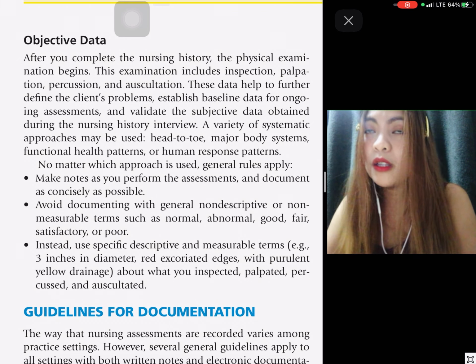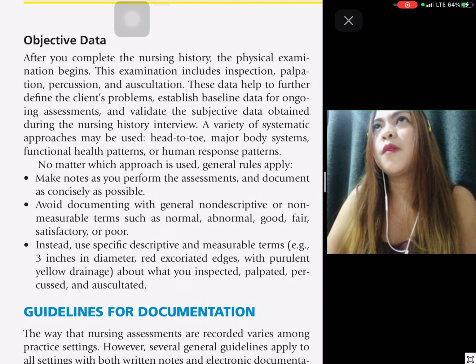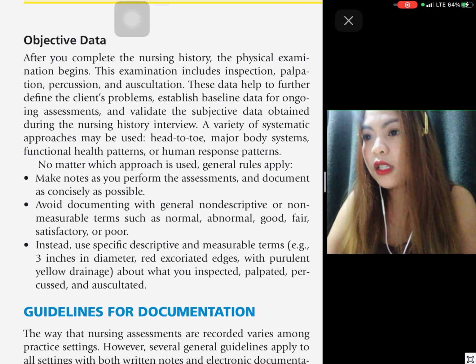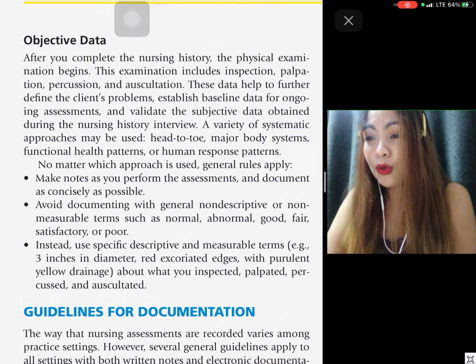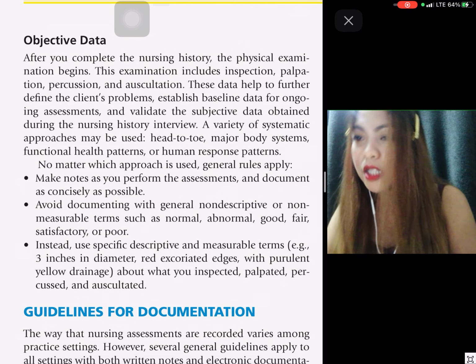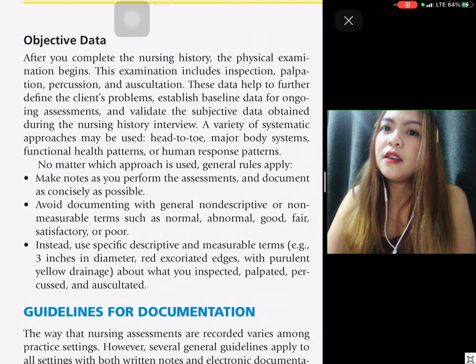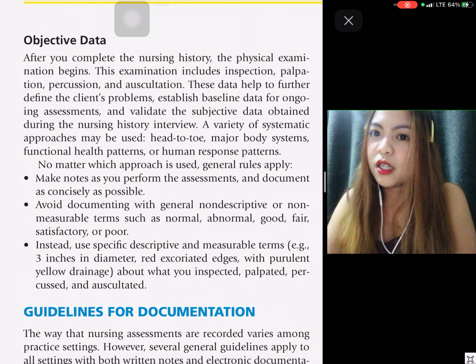So, kahit anong approach yung gamitin nyo, ito dapat yung sundin natin na general rules. Okay? First one, make note as you perform the assessment and document as concisely as possible. So, napaka-importante nun na mag-make note ka. Ako makakalimutin ako, kaya lahat sinusulat ko.